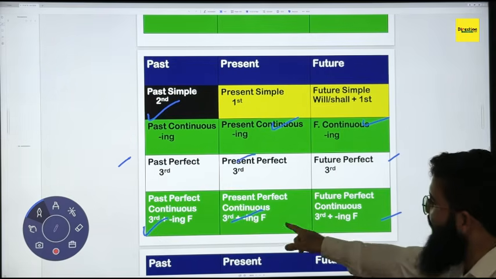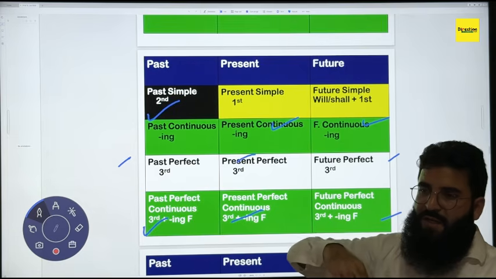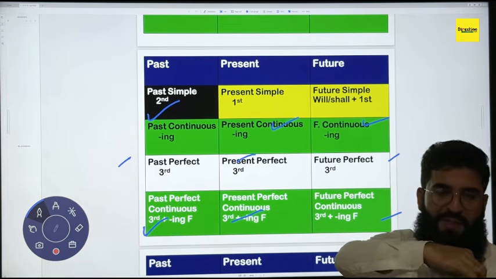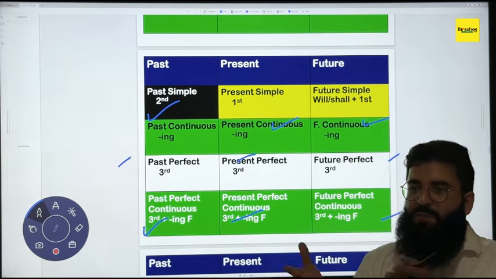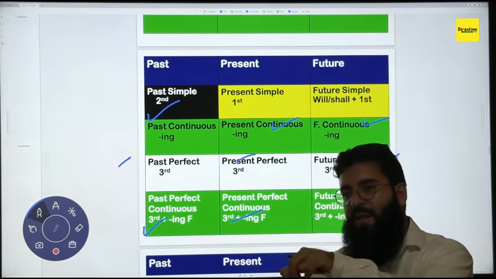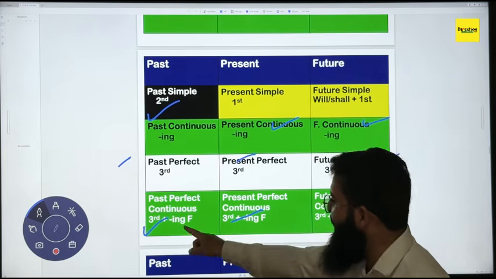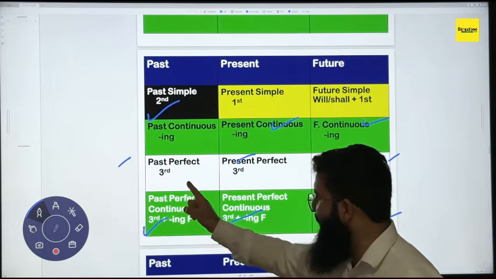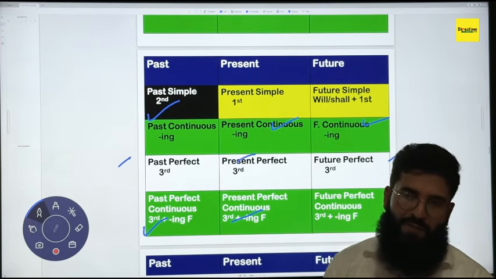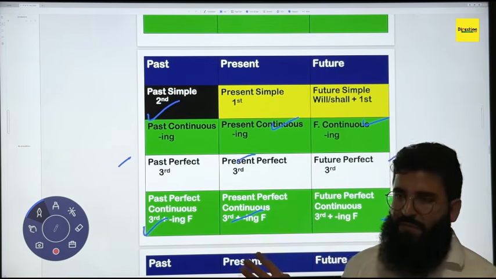But here is one more thing. Here is this tense is perfect also, because I told you simple, continuous, perfect. But this tense is perfect also and continuous also. Then you have to use both. You have to use third form also, ing form also. That's the point. So that's why it's written here third form plus ing form. Why? Because it's perfect also and continuous also. Perfect, then third form. Continuous, then ing form.